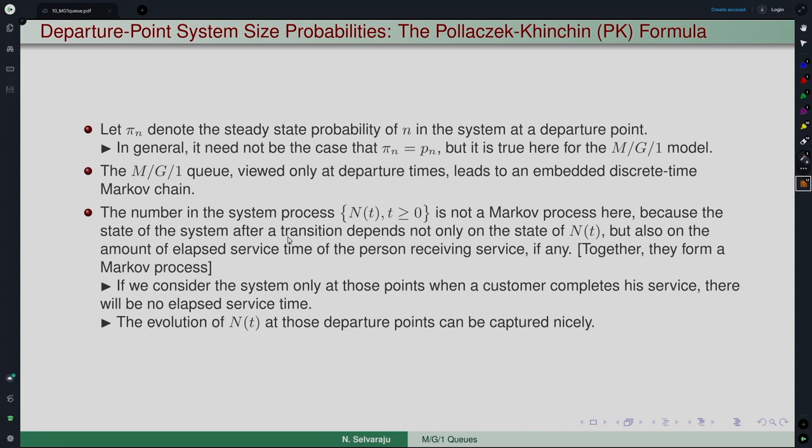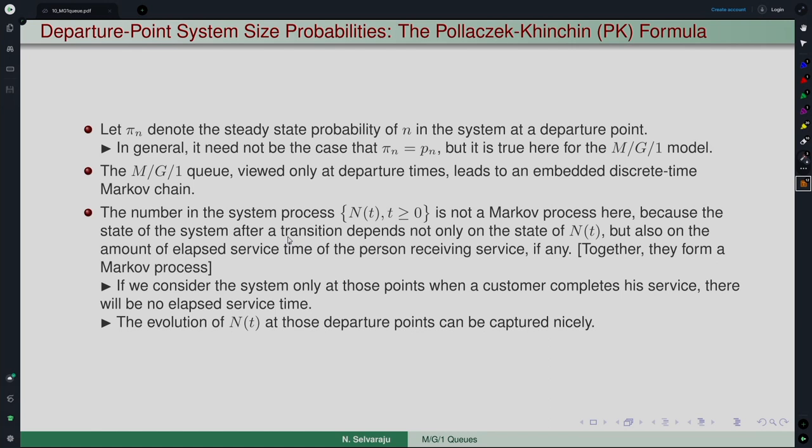Okay. But if we look at such a process at some specific time points, then you can extract a Markov chain, or you can see that at those time points the system will behave like a Markov chain. And here in the MG1Q, one such set of points is the departure points. Because as you see, at any point of time t, you need to remember the number in the system at that point of time and how long the current customer undergoing service has been in service.